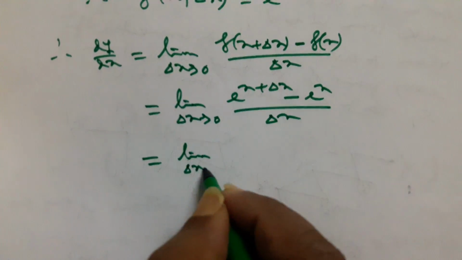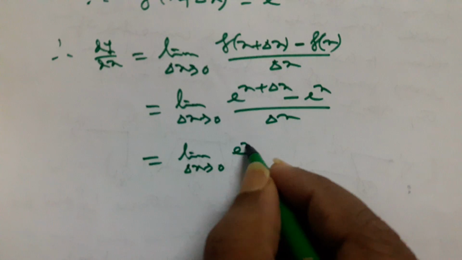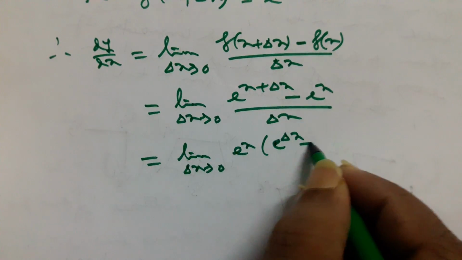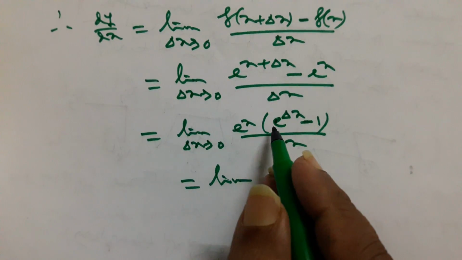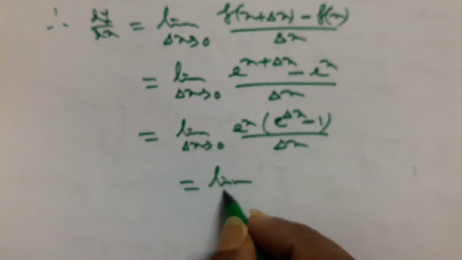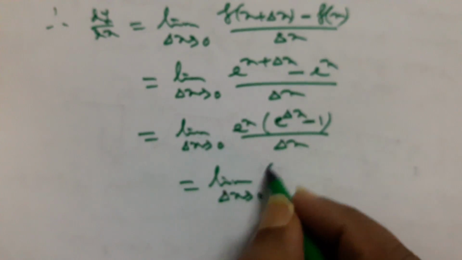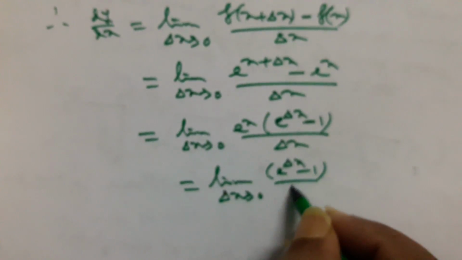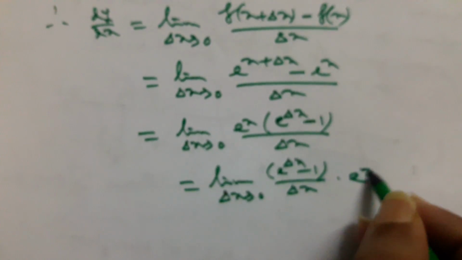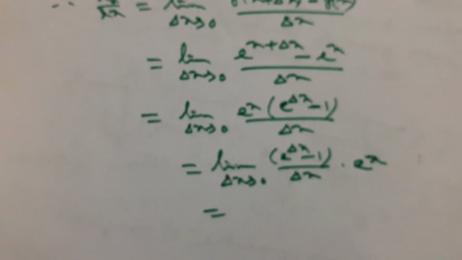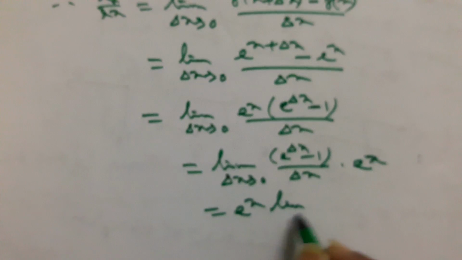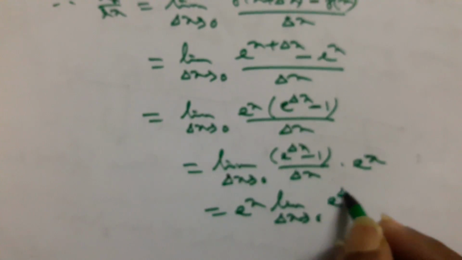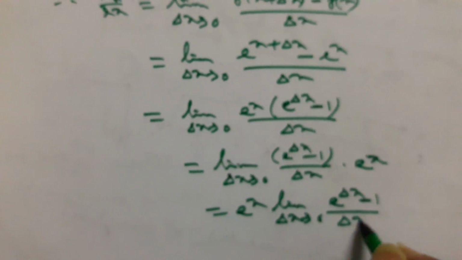Therefore, the limit as delta x tends to 0 of e to the power x times e to the power delta x minus 1, taking e to the power x common, by delta x. Here we find the limit as delta x tends to 0 of e to the power delta x minus 1 by delta x. This is one quantity, and e to the power x is the other. But e to the power x we treat as not varying under the limit, so it is a fixed term.